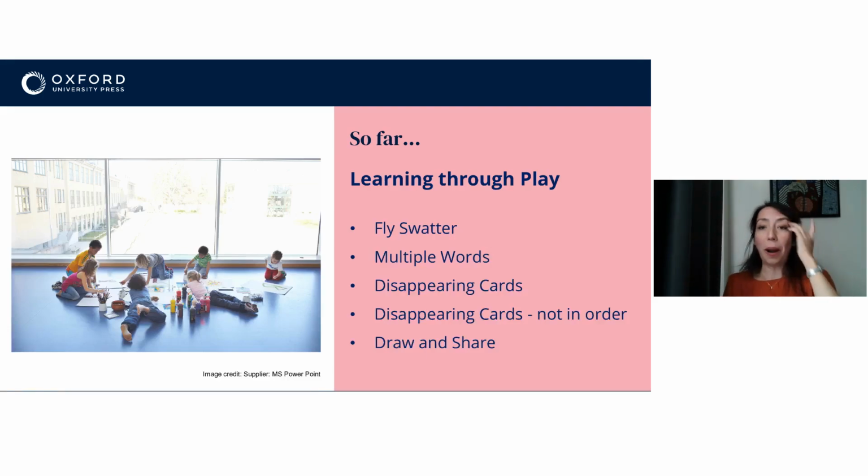So far, we have talked about the fly sweater game, like slapping, doing it with multiple words, saying different words in an order, and then asking students to listen to it, paying attention, and slapping in an order. We talked about disappearing cards. We talked about disappearing cards not in order. And then we talked about draw and share, like drawing and sharing with the rest of the classroom.